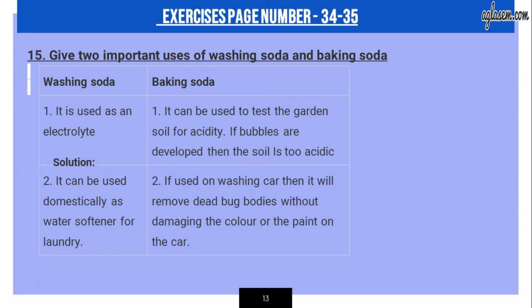If used on washing a car, then it will remove dead bugs' bodies without damaging the color or the paint on the car. So guys, this is all for the video.